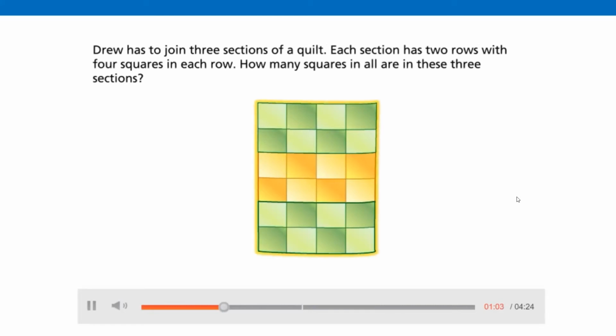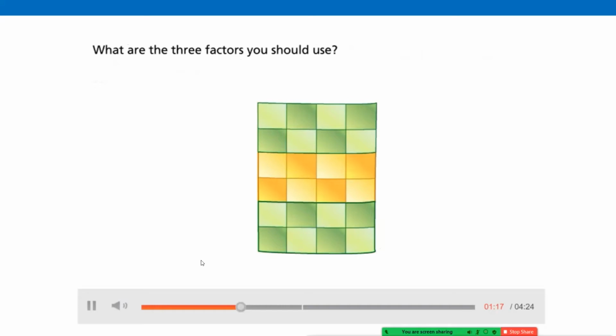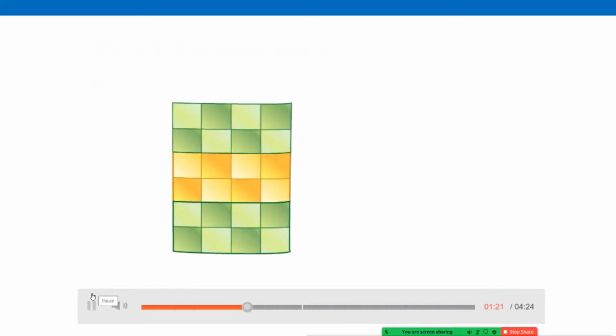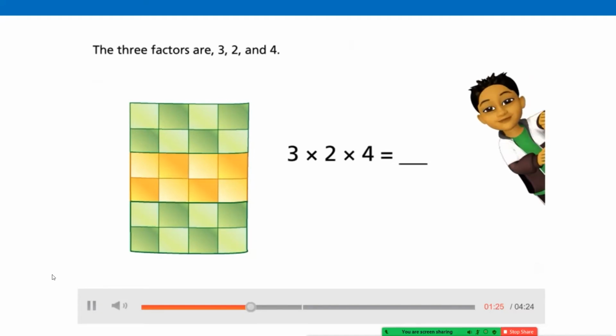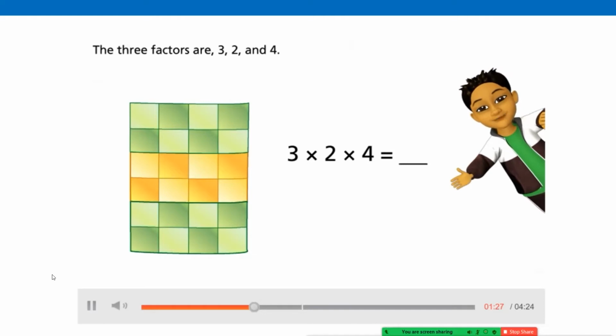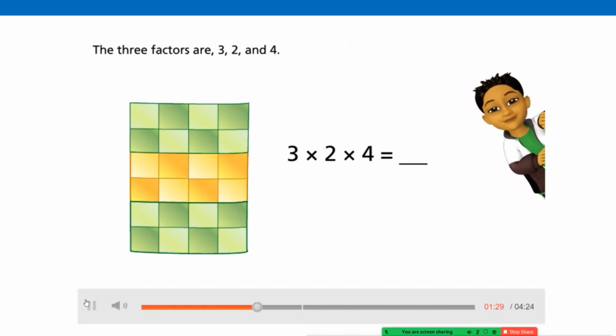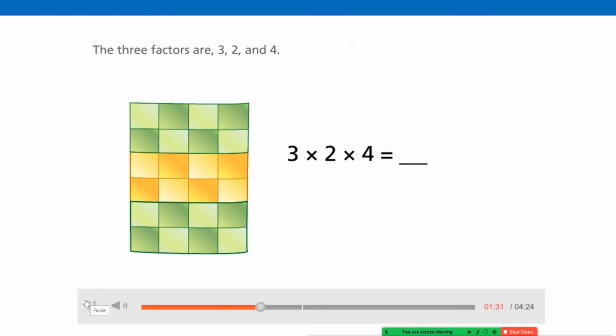Drew has to join 3 sections of a quilt. Each section has 2 rows with 4 squares in each row. How many squares in all are in these 3 sections? What are the 3 factors you should use? The 3 factors are 3, 2, and 4. You can multiply to find the total for an array.